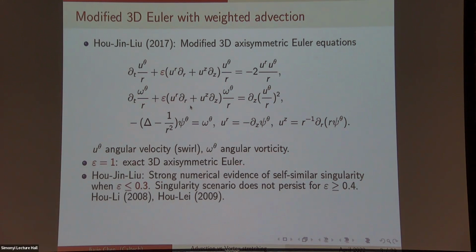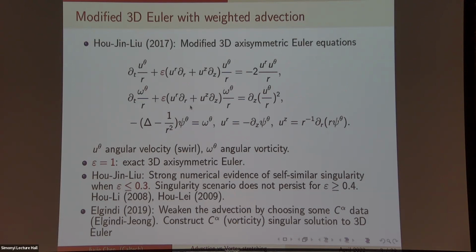What they found is that for small advection, if epsilon is small, they have obtained strong evidence of self-similar singularity. However, if epsilon is larger, then the similar scenario does not persist. From this result, we see that the vortex stretching term can lead to the growth of the solution, while this advection can prevent the growth. There's a competition between these two effects. In this talk, my goal is to get a better understanding about this competition or cancellation.